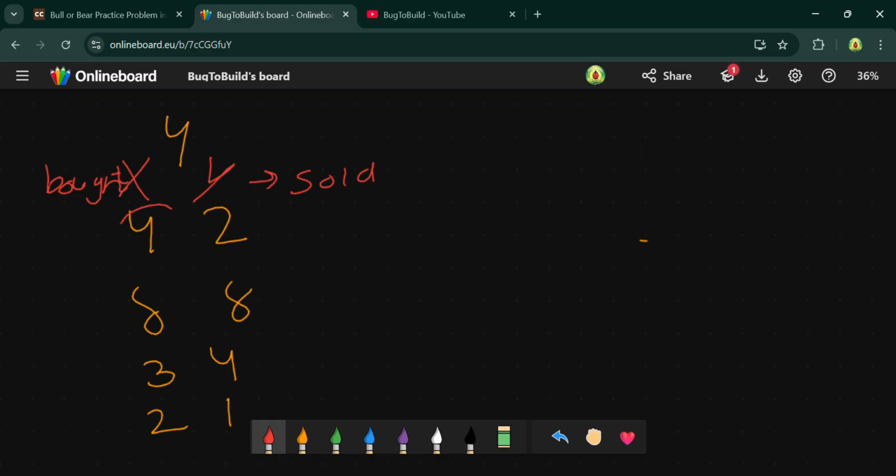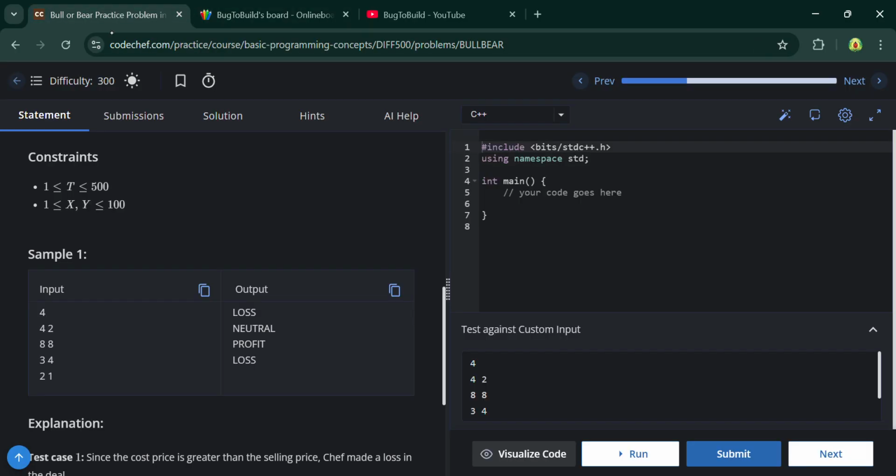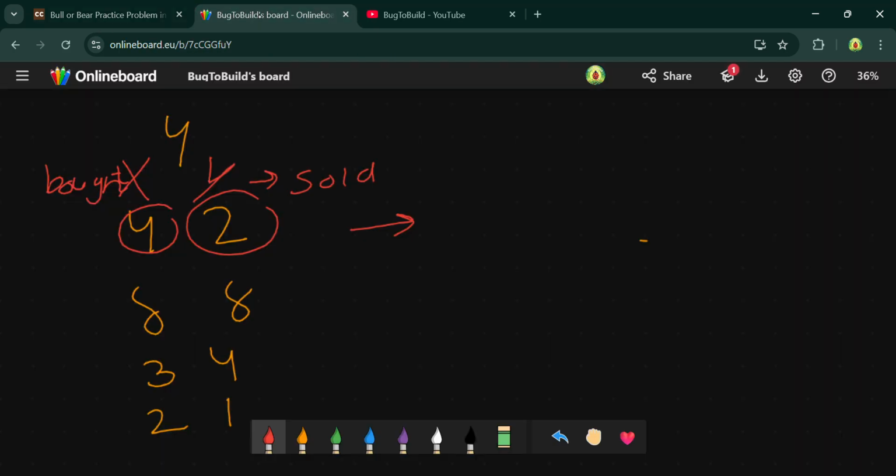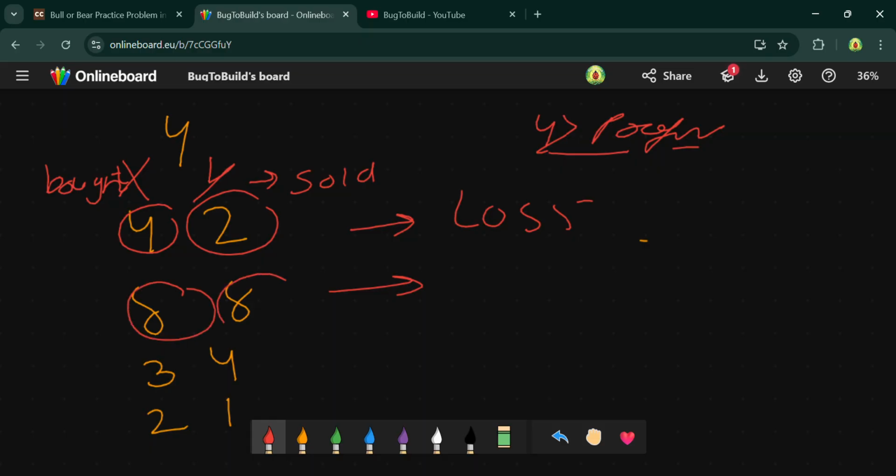So he bought at 4 and sold it at 2. So is it profit, loss, or neutral? Sorry, it is a loss, because if he sold at greater than 4, then it would be a profit, but it is not. So there is a loss. And he bought at 8 rupees and sold at 8, so it is neutral. So you have to print neutral.